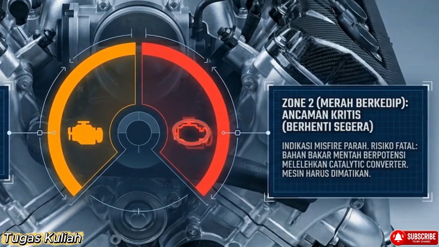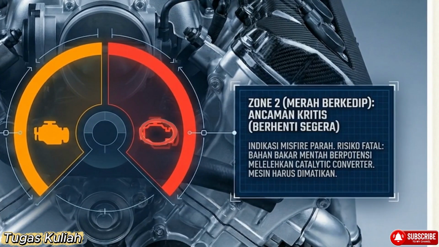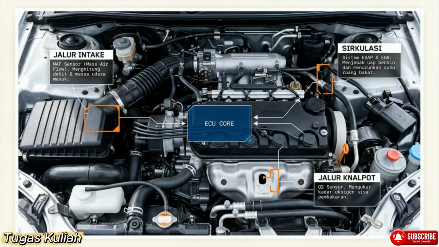A blinking red light indicates a severe misfire. You must stop immediately to prevent exhaust damage. We look at this top-down engine blueprint. The engine operates as a continuous, closed-loop system.